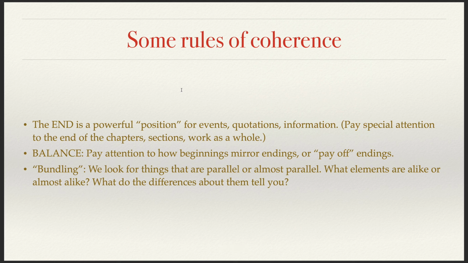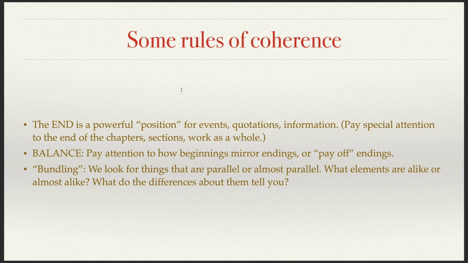Finally, here's a couple of rules of coherence after you're done with everything to go back and look. The endings of things, the ending of chapters, the ending of sections, the ending of the book itself always have special power. So you definitely want to pay attention to what happens there. There's also something called the rule of balance. That means when you think about the early part of the book, the beginning of the book, how does the ending pay off the beginning of the book? Or how does it mirror?